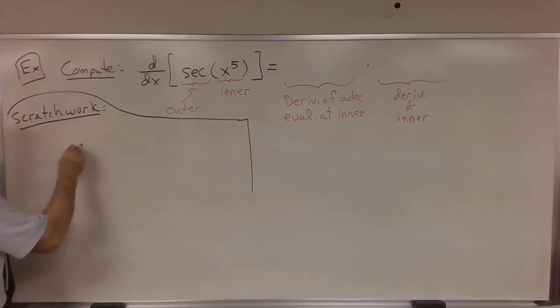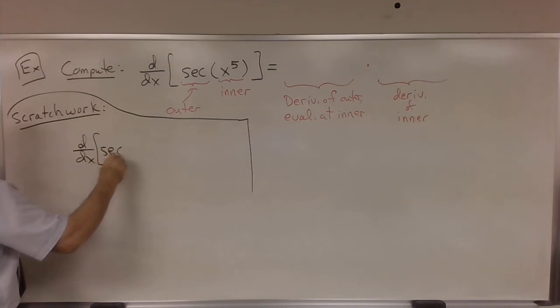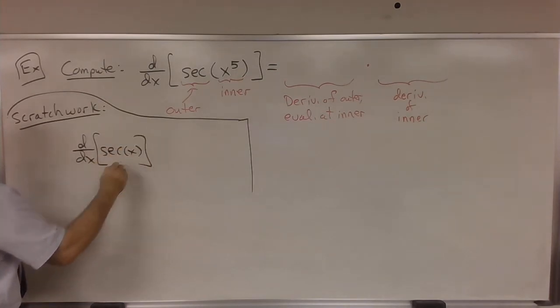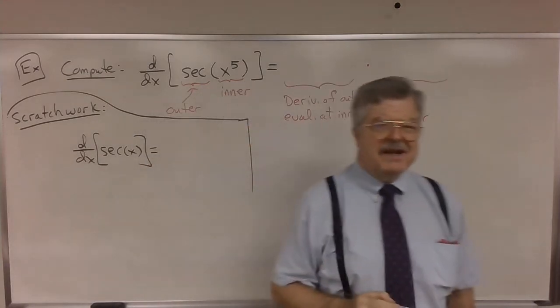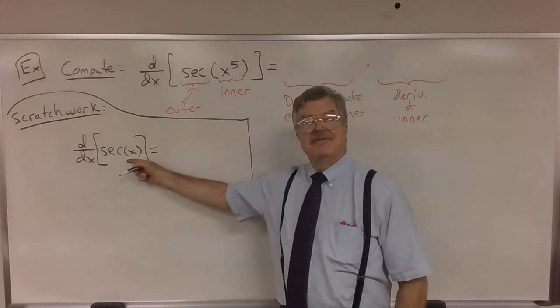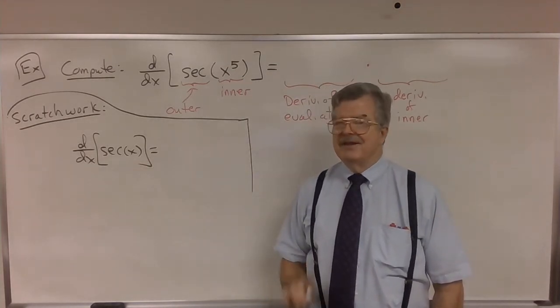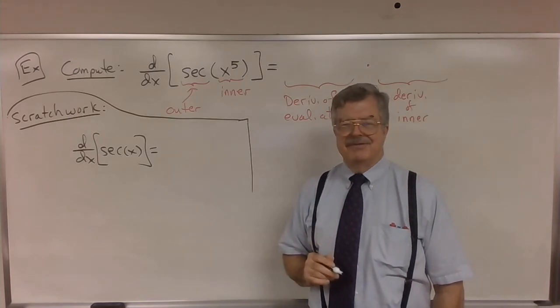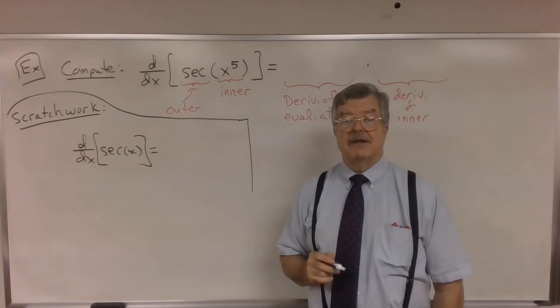What I know is that the derivative of secant evaluated at x, at least I think I know, help me out. What's the derivative of secant of x? Do you remember? It's one of those 6 trig derivatives that we have to remember. And we do want to memorize these things.